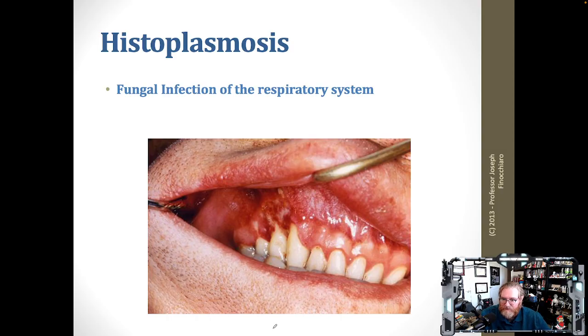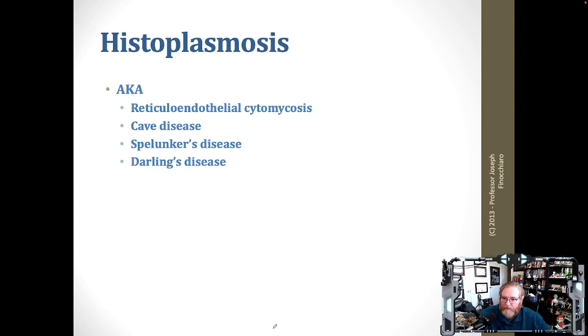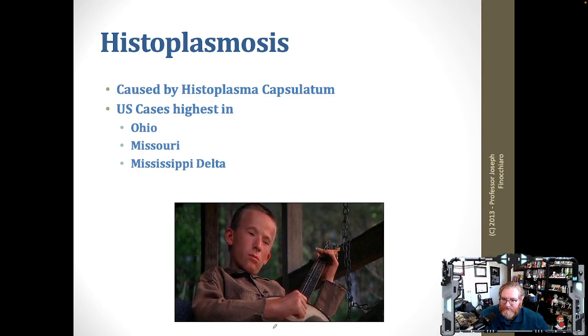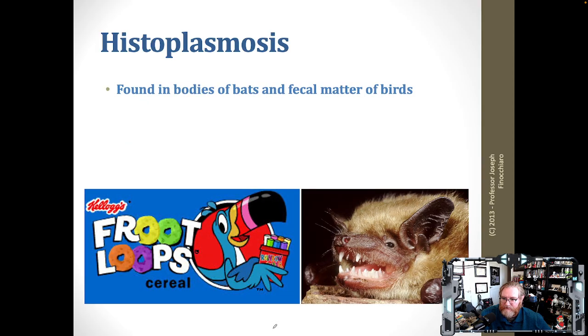Next up, we have histoplasmosis, which is a fungal infection of the respiratory system, also known as reticuloendothelial cytomycosis, cave disease, spelunker's disease, also known as Darling's disease. Caused by Histoplasma capsulatum, the U.S. cases are highest in the states of Ohio, Missouri, and the Mississippi Delta.